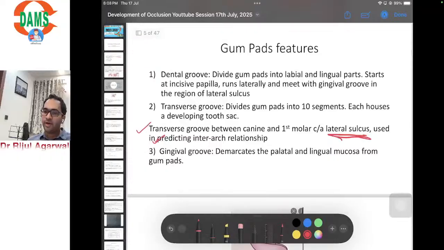So, predentate period, gum pads. What are gum pads? These are basically the alveolar process at birth. What do they contain? They contain developing tooth sacs. How many teeth are there? There are 10 teeth per arch, so there will be 10 segments. What are the specific features? There are three types of groove: dental groove, transverse groove, and gingival groove. The special name of the transverse groove between the canine and first molar is the lateral sulcus. This is a quick summary for the people who have joined late and what we have done until now. Anyone has any doubt? I think it's easy to understand till now, and I have summarized it as well.